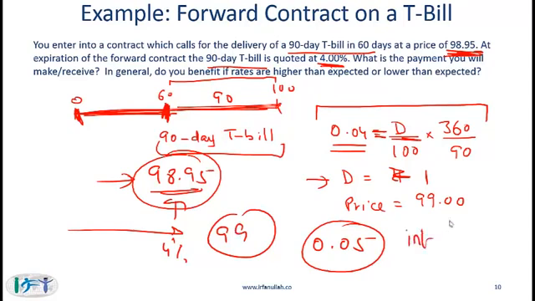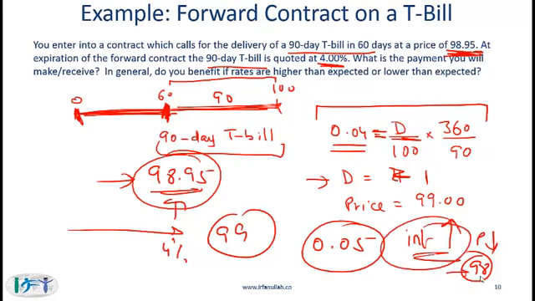If interest rates go up, then the bond price or the T-bill price actually comes down, and you've seen this in fixed income. So let's say that the rates go up a lot and the price actually comes down to 98. Then you are not better off with this contract because you are paying 98.95, whereas the market price given high interest rates is only 98.